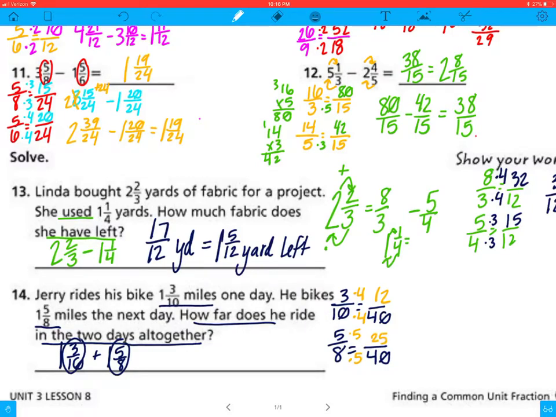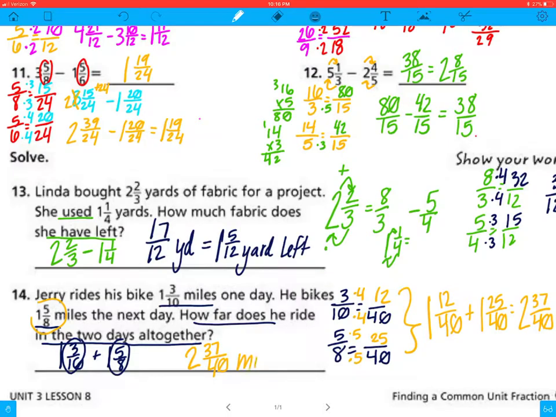So I rewrite it. 1 12/40 plus 1 25/40. It makes it super straightforward when I have a common denominator, and it's like, ooh, yes, we got this. So I add this all together. My whole numbers are equal to 2. My fractions are equal to 37 over 40. So final answer is 2 37/40 miles ridden. Wow, that's a long way.